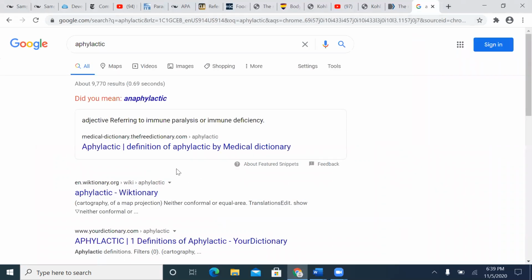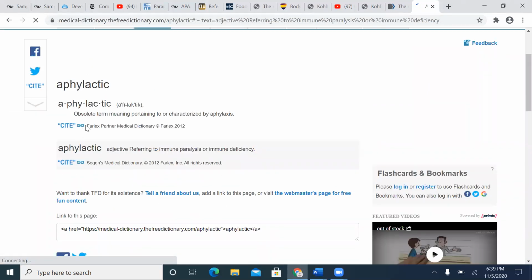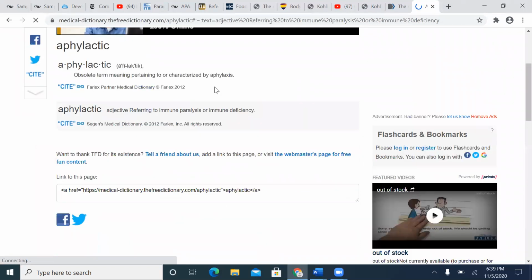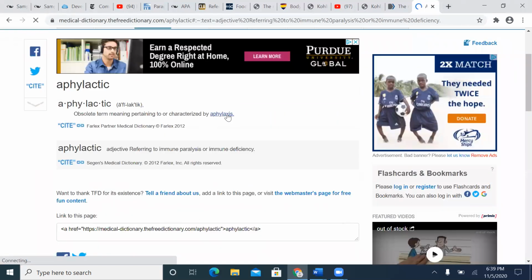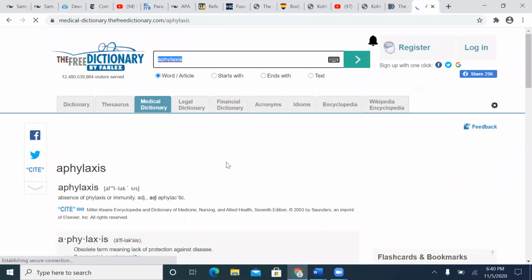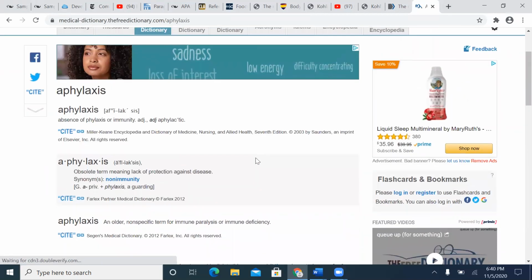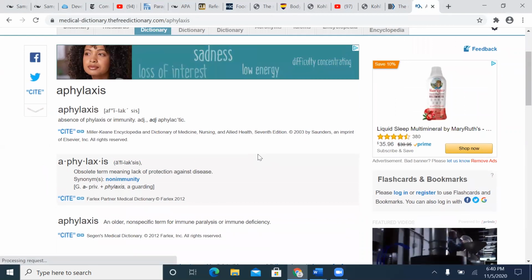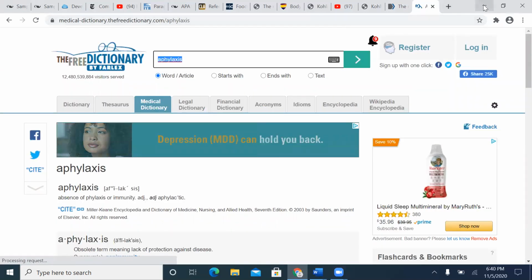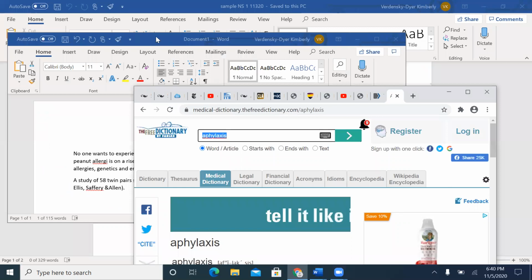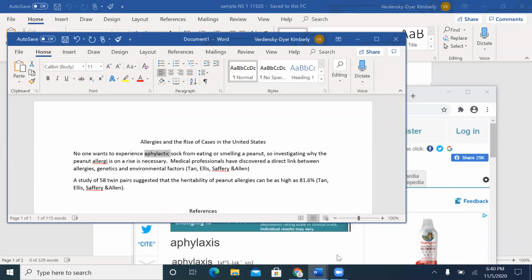All right. So according to the medical dictionary, anaphylaxis. So now they're using another word that's pretty complex. Absence of, meaning protection against disease. That is sufficient. All right, so I've made a claim. I have evaluated my source. I've thought about my claim, and I've started with a hook.